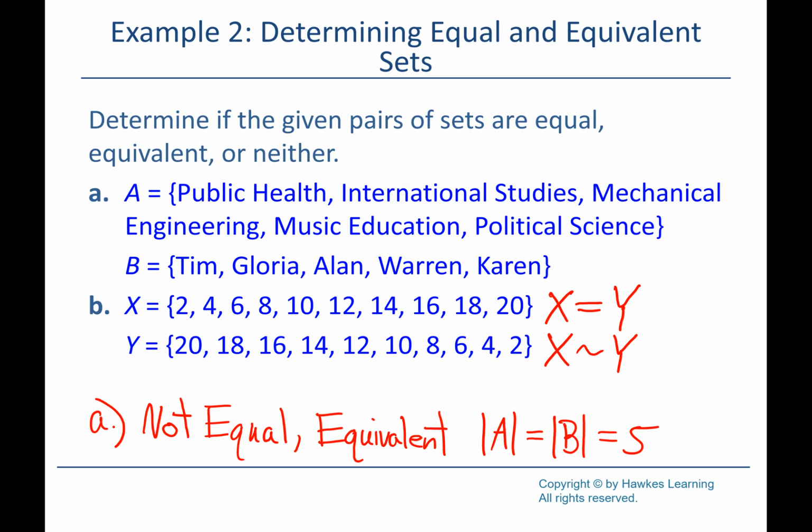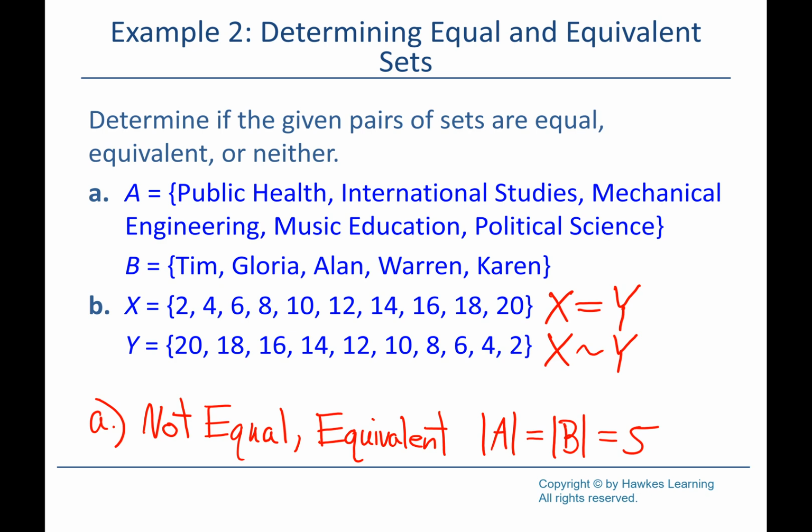Let's look at this one last example here. So here we just got more sets and we're thinking about equivalence and equal. So on A here, it looks like college majors listed. And then B, we've got these names. So if we're asked if these are equal, they're not equal, why? This set and this set, they're not equal to each other, why? They don't have any of the same stuff in them, right? This one has college majors, this one has names, so they're not equal.